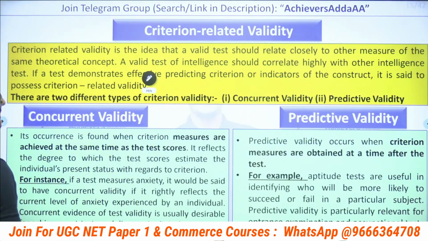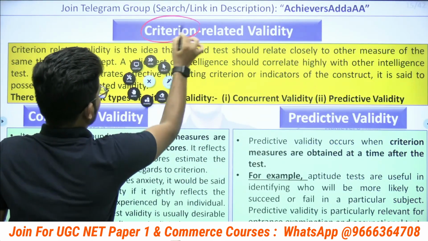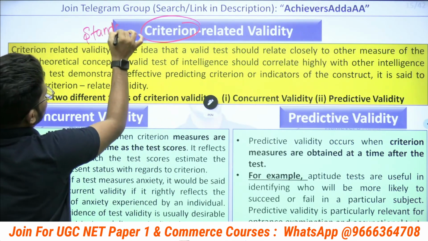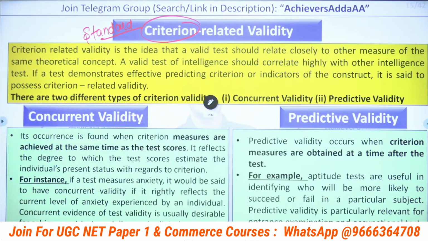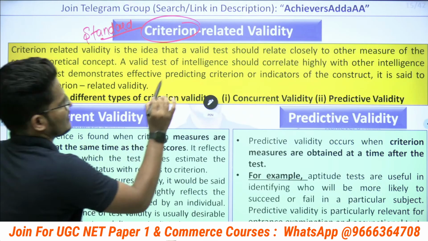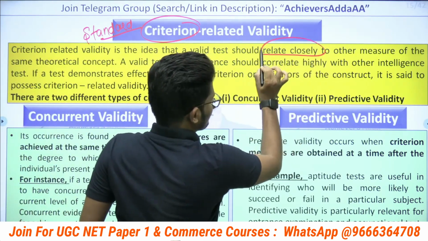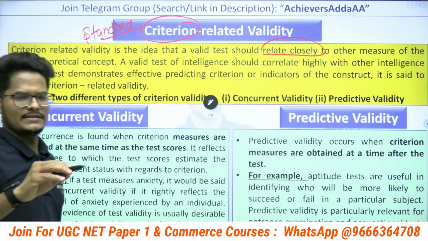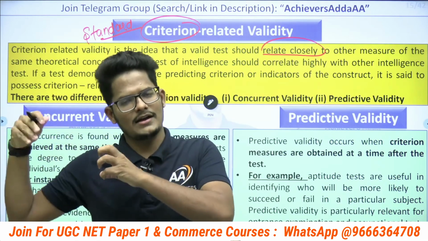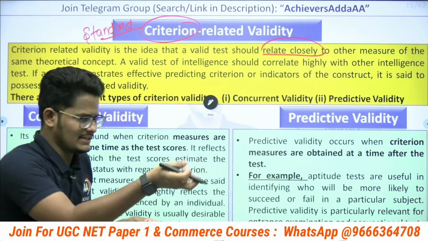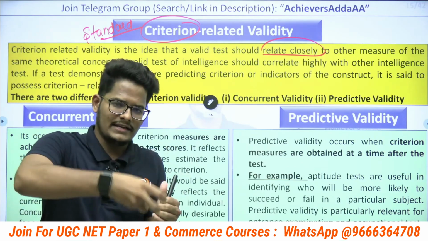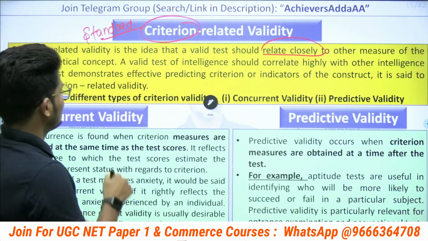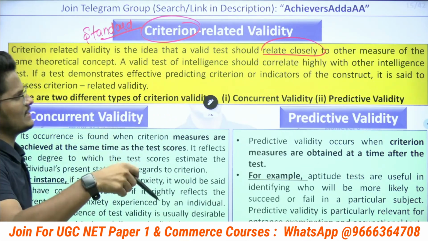Next, criteria validity. Criteria we know very well: criteria means a standard, a parameter. So criteria validity is the idea that a test should relate closely to other measures of the same theoretical concept, which might already have been conducted or proved. Whatever test you are conducting now, after getting a result, that result will be compared with the previous results of the same related concept. That is called a criteria, which is a standard comparison.